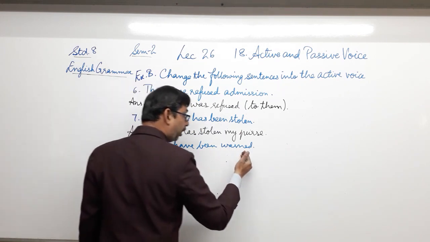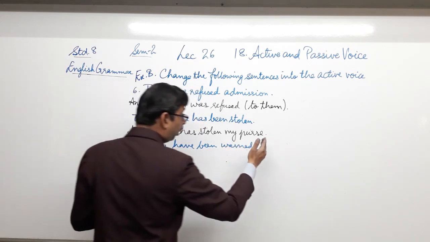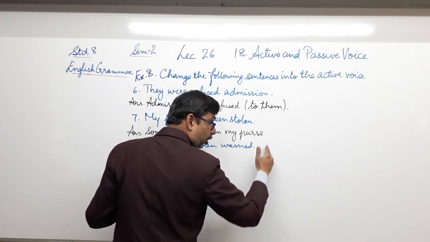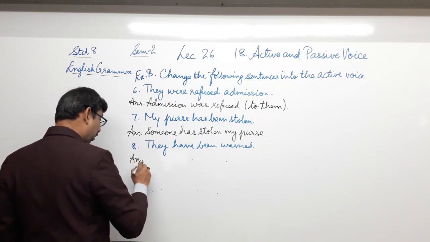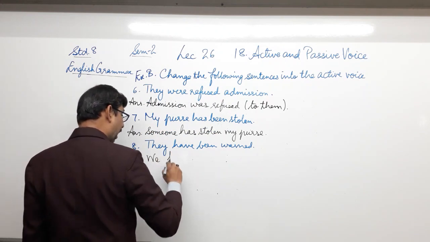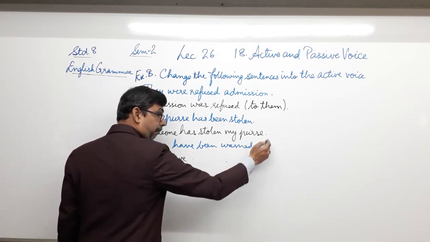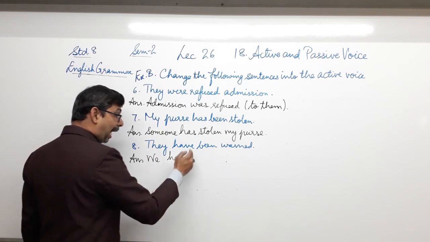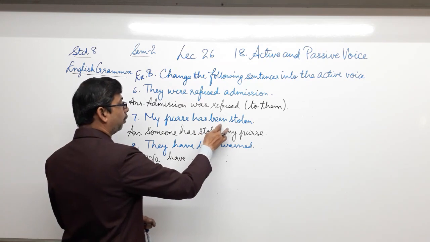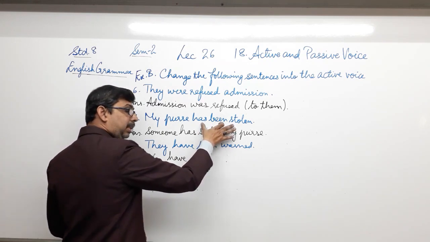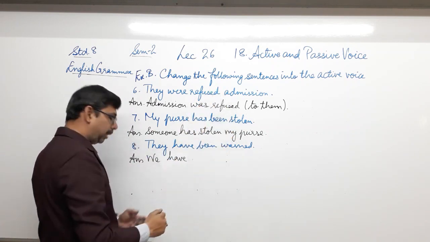They have been warned by us, isn't it? We have given them a warning. So by us is the assumed agent over here, which will change into the doer of the action. And then I will be writing over here. We have, so I am entering the same tense. They have been warned by us. By us changes to we. We have been, the been will be eliminated as told to you earlier. We dropped out the been over here because it was in the present perfect tense. In the passive voice, when it comes to the active voice, it means to be eliminated.